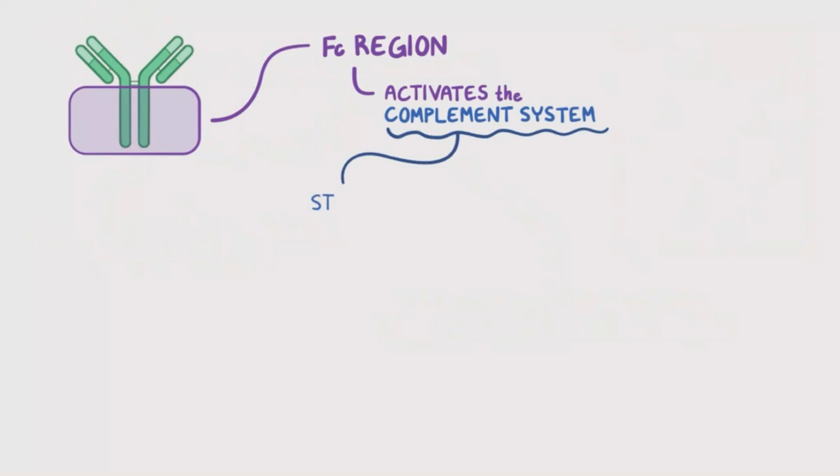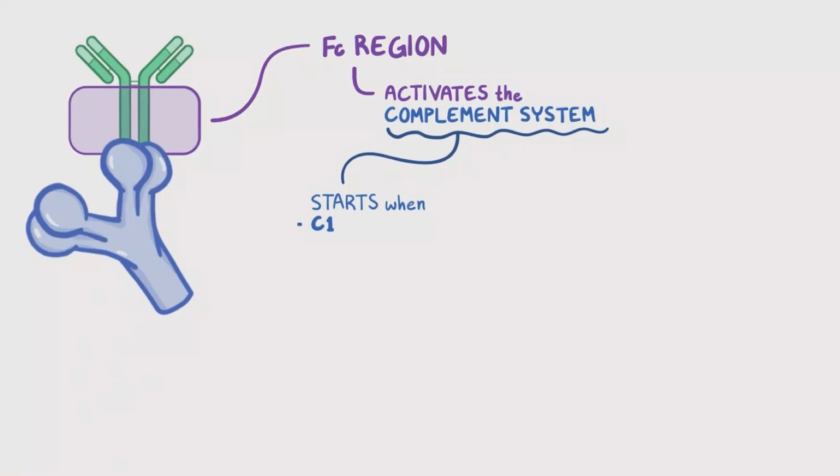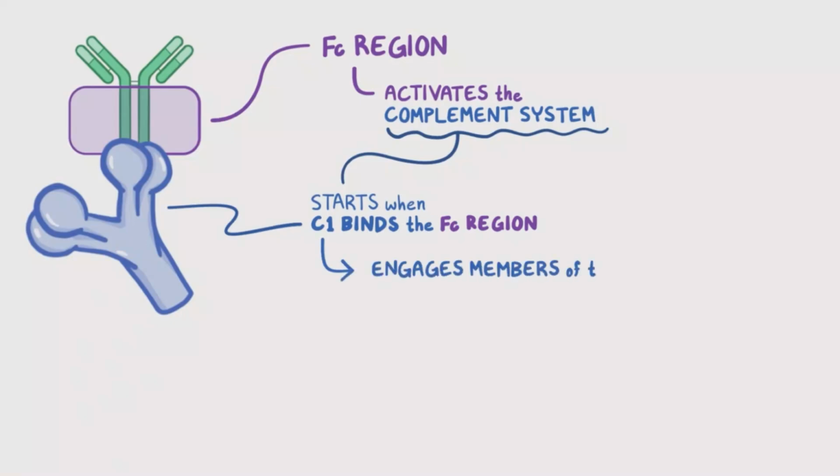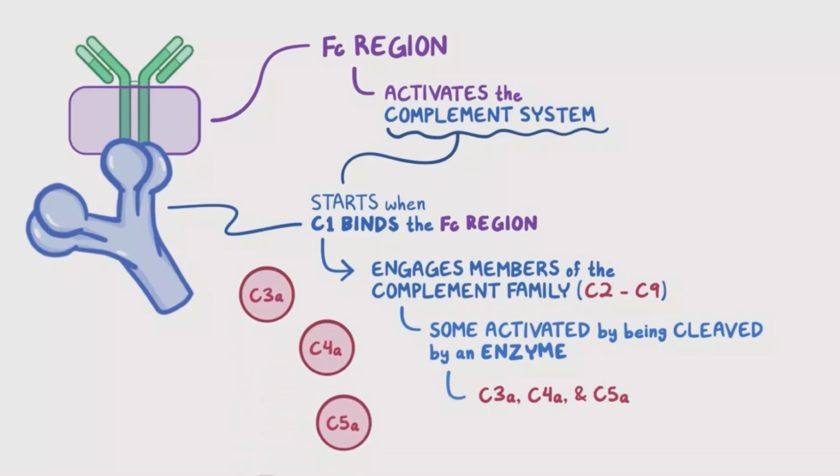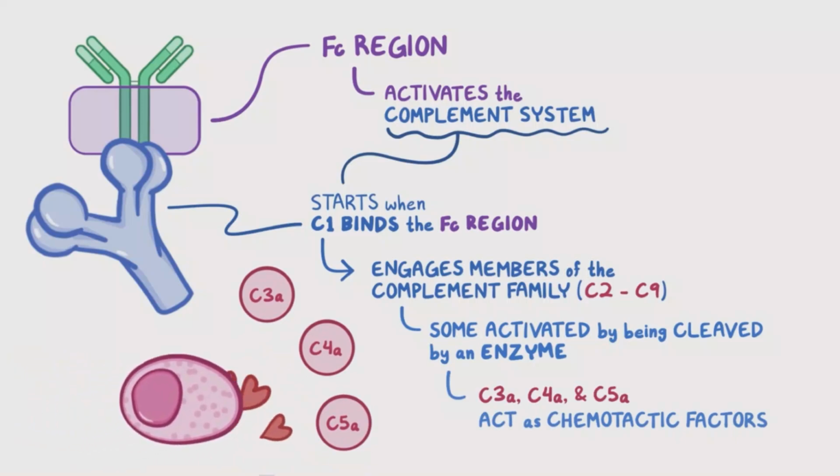The process gets started when C1, the first of the complement proteins, binds to the Fc region of the antibody. C1 then engages other members of the complement family, C2 through C9, some of which are activated by being cleaved or chopped by an enzyme. The cleaved fragments, C3a, C4a, and C5a, act as chemotactic factors, meaning they attract certain cells, in this case, the mast cells.